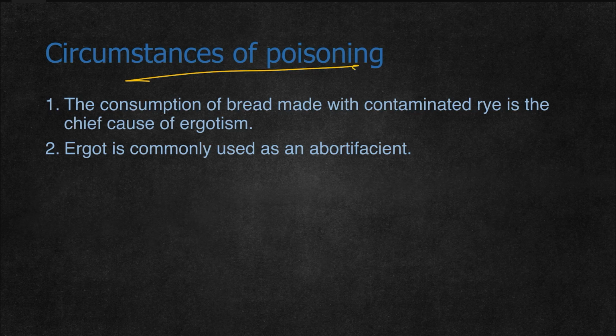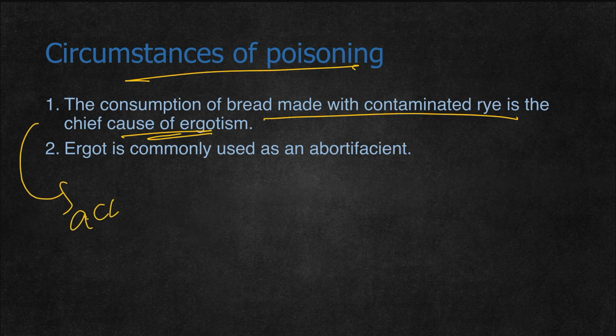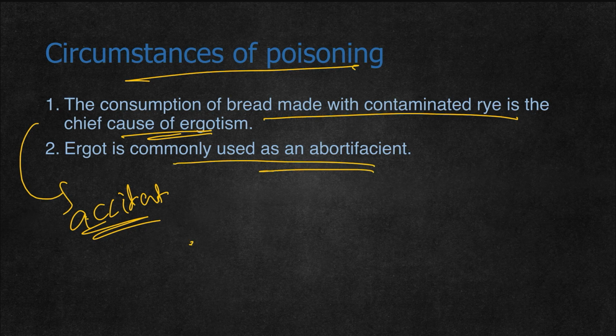Coming to circumstances of poisoning, consumption of bread made with contaminated rye is the chief cause of ergotism. Accidental death is the commonest cause, as the person may accidentally consume a large dose of ergot mixed with grain. Ergot is also commonly used as an abortifacient because it is an ecbolic that causes uterine contraction.